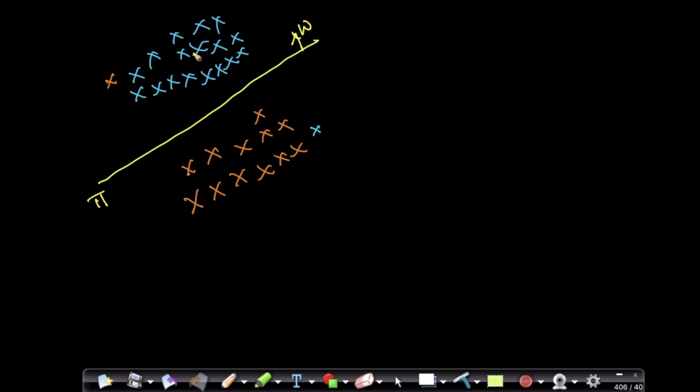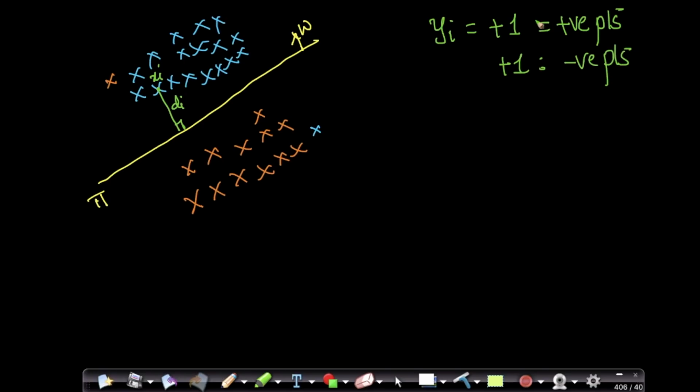Let's try to pose this as a problem. Let's go step by step. Now, given any point xi, let's assume this is a point xi. What is the distance of this point from my plane? Let me call this distance di, right? So given any point, either a positive point or a negative point, let's assume for all my positive points I will write yi equals +1, and for negative points, I will write it as -1.